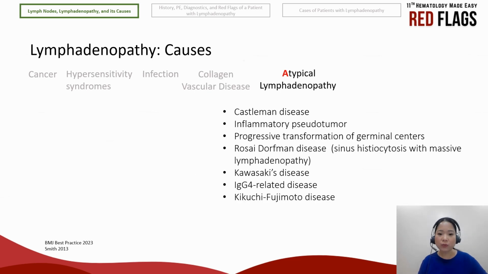A stands for atypical lymphadenopathy, which may be seen in the following rare systemic diseases. This condition often presents with systemic symptoms such as fever, night sweats, unintentional weight loss, and hepatosplenomegaly.